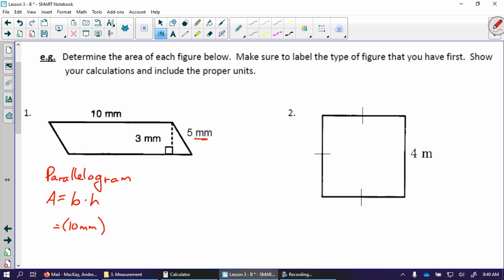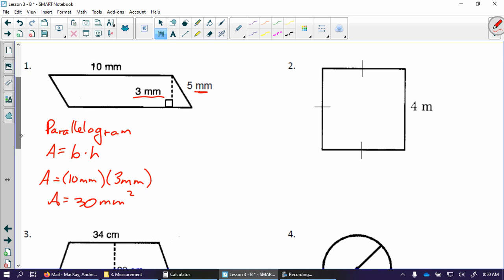Which one of these is the height? Is it the 5, which is the length of that diagonal piece, or the 3? Well, the height is how tall something is, so it's that 3 millimeters. So when we multiply these together, area equals 10 times 3 is 30 millimeters squared. If you do not have the units in an area calculation, you will lose some marks.